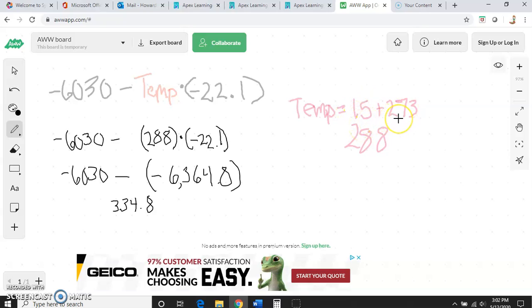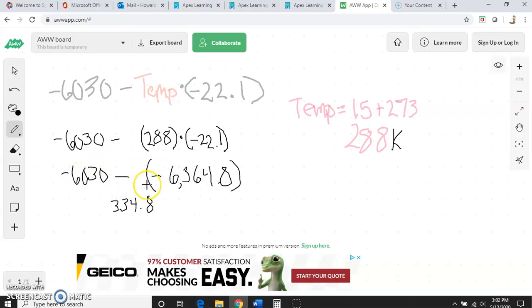I'm adding 273. Okay, so my total temperature in Kelvin, I should write it into Kelvin, is 288. I plug that 288 in over here, so that I can just do negative 6,030 minus the multiplication of these two things, so 288 times the negative 22.1. Okay, that's that value right there.